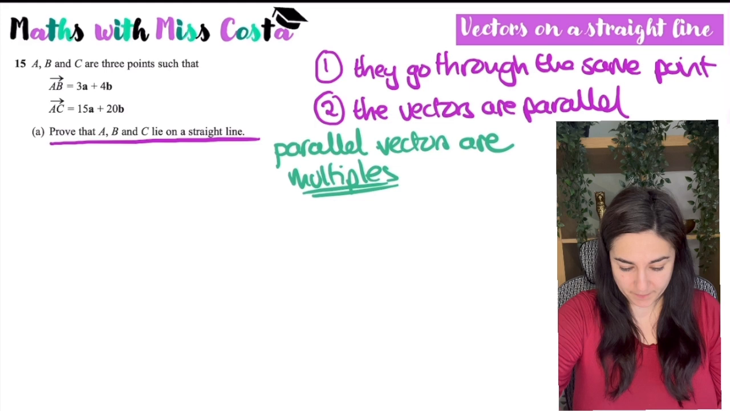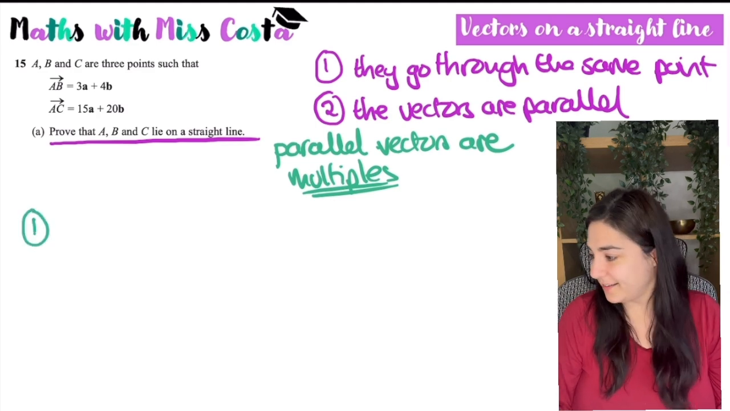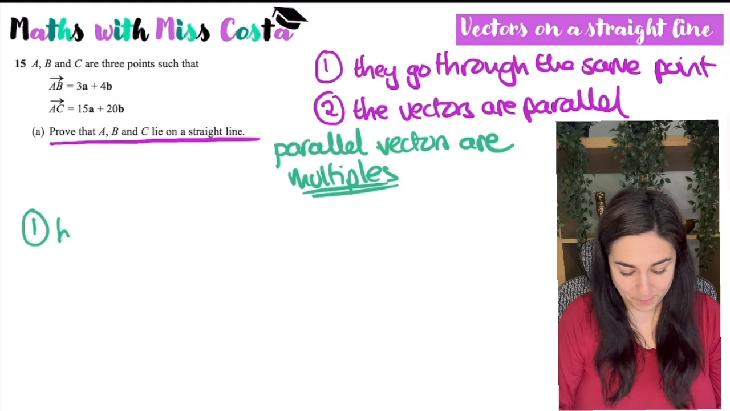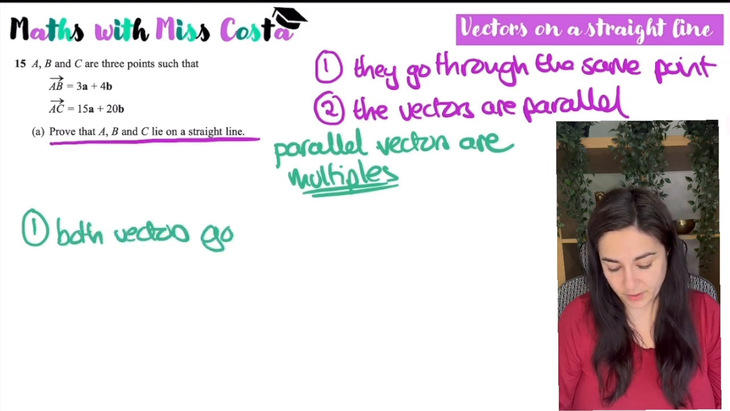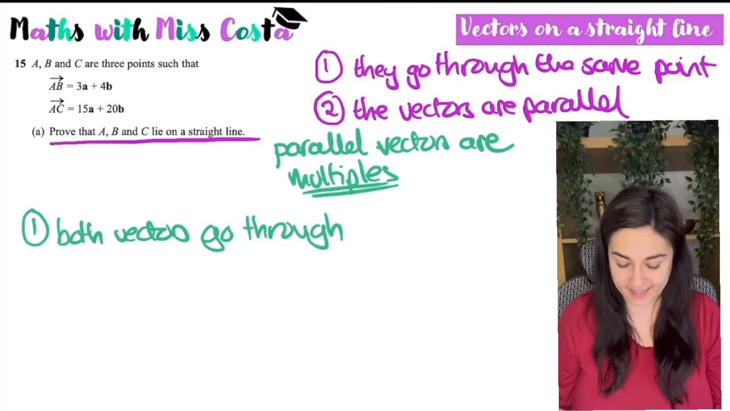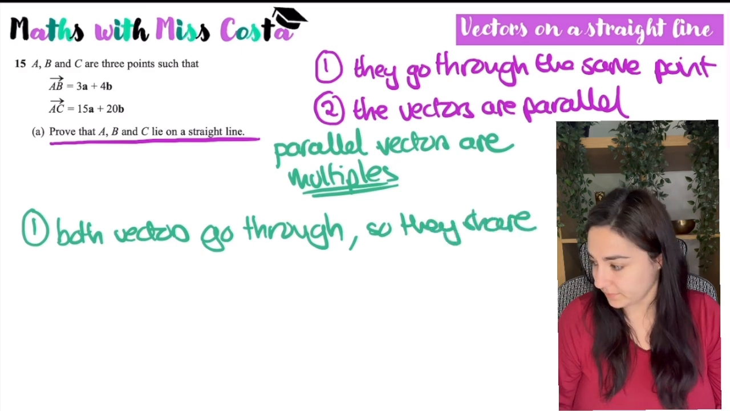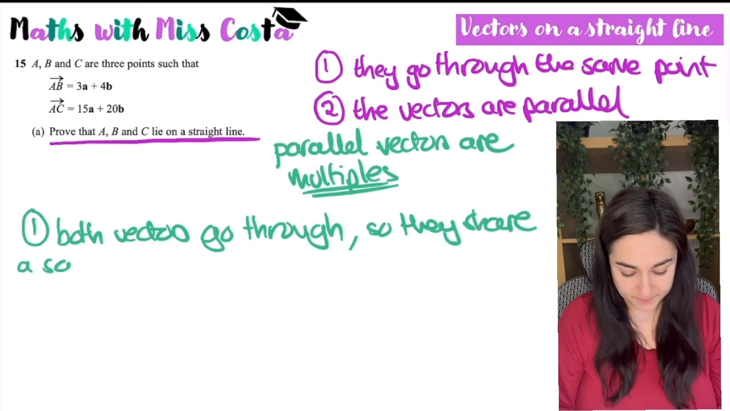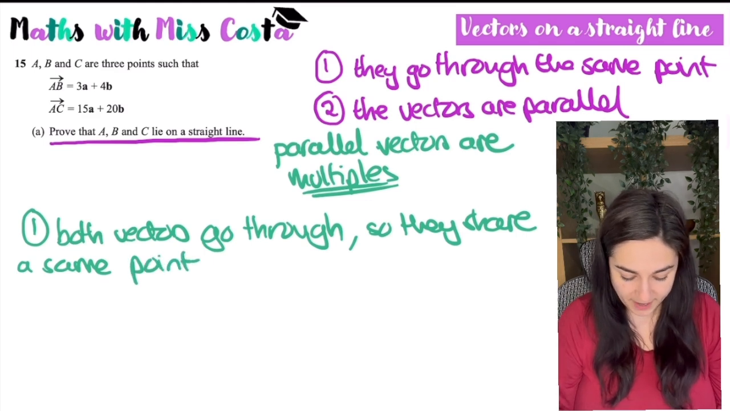So, do A, B and C lie on a straight line? Well, first of all, we know that both vectors go through A because it's A to B and then A to C. So they share a same point. And then secondly, can we prove they are parallel?